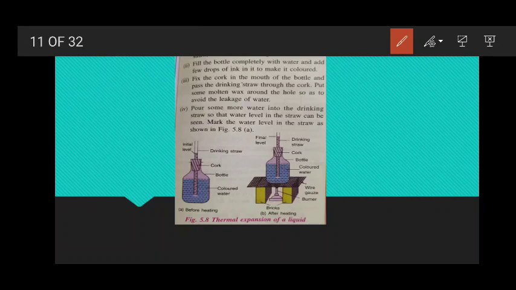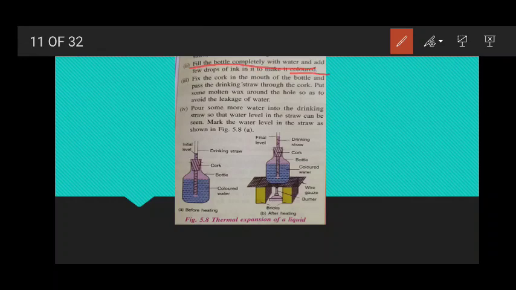Now I am going to discuss the thermal expansion of liquids through this activity. For this, take an empty bottle with a tight fitting cork having a hole drilled in its middle, a drinking straw, 2 bricks, a wire gauze, and a burner. Fill the bottle completely with water. Okay, and add a few drops of ink in it. What will happen? It will become colorful.